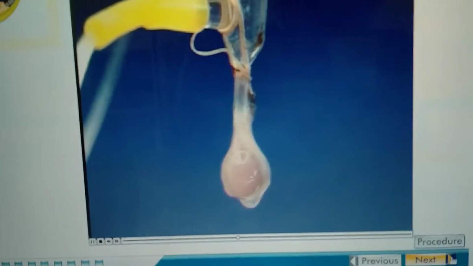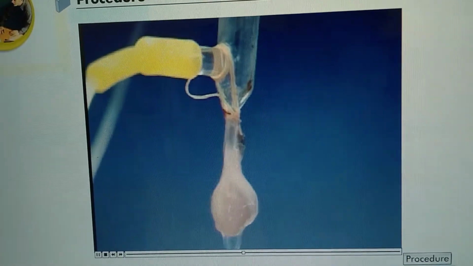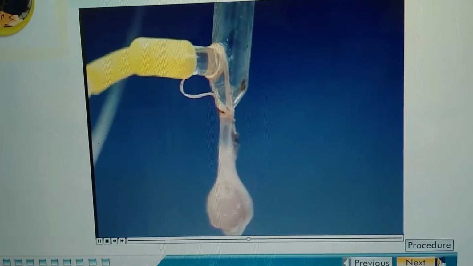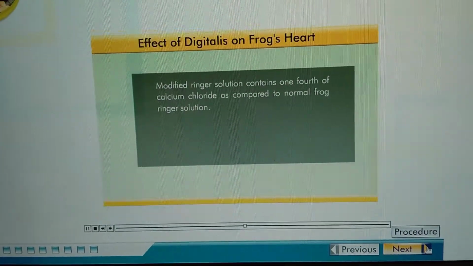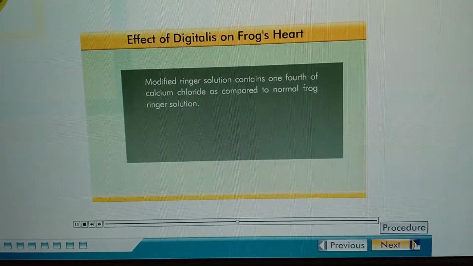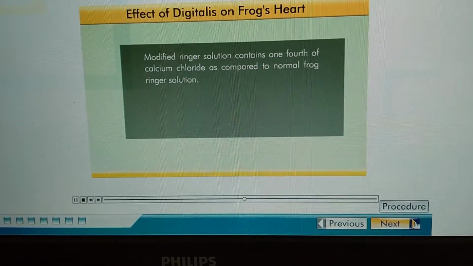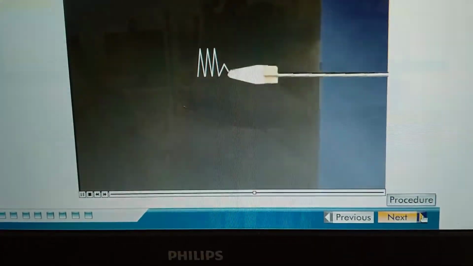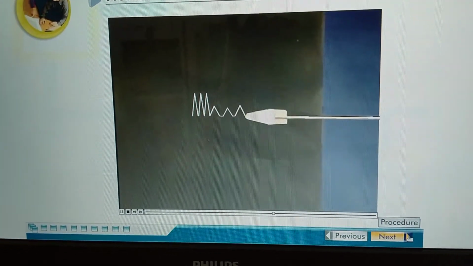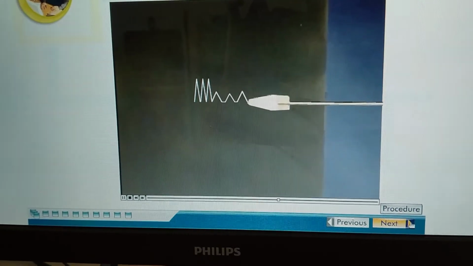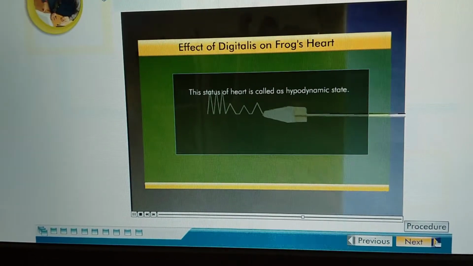For studying cardiotonic effect of digoxin in failing heart, perfuse the isolated frog heart with modified Ringer solution. Remember, modified Ringer solution contains 1/4 of calcium chloride as compared to normal frog Ringer solution. You will now notice a decrease in contractility and rhythmicity due to modified Ringer solution. This status of heart is called as hypodynamic state.